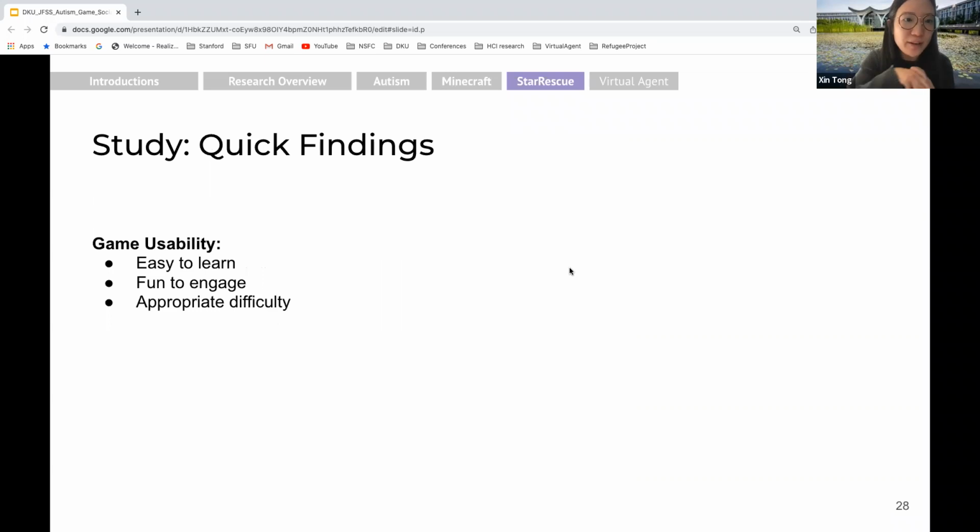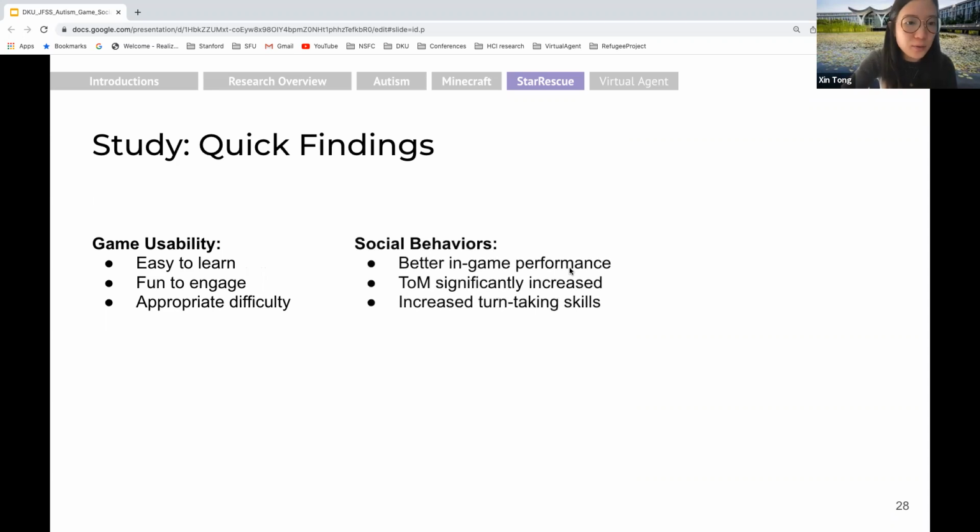Here are some quick findings about the game usability compared to the Minecraft one. Based on parents' feedback, it's easier to learn, fun to engage with, and the difficulty levels ramp up gradually, so that's more appropriate. Also, we observed better in-game performance across 3 days, such as continuously hitting or catching the ball, and theory of mind significantly increased in ANOVA tests. And we also observed significantly increased turn-taking skills.